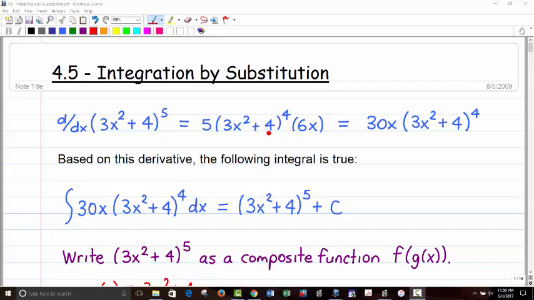Now technically this is correct, but I went ahead and put the 6x together with the 5 and made it 30x. Of course it would be wrong algebraically. You can't distribute through the parentheses there. That's a bad algebra mistake, because this parentheses is not to the first power.